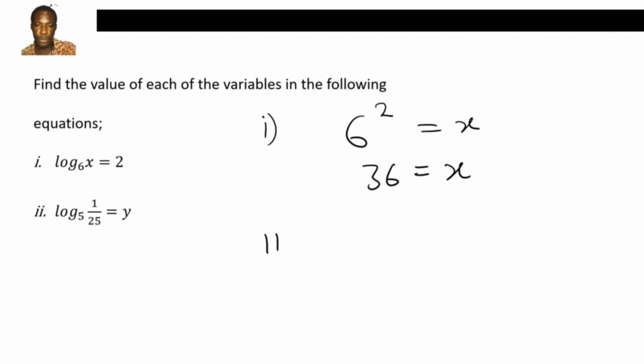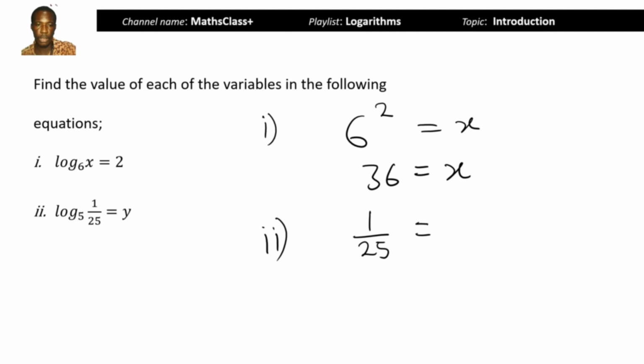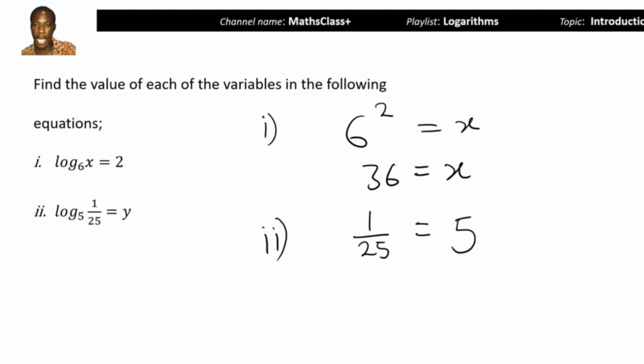Then example 2. The number we are dealing with is 1 over 25, and the base of that number is 5, with y as our exponent.